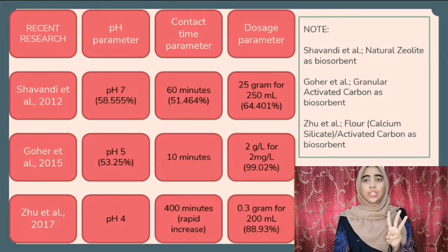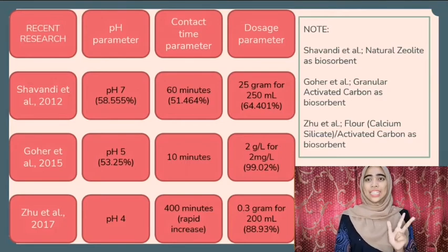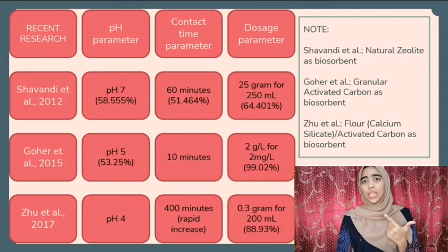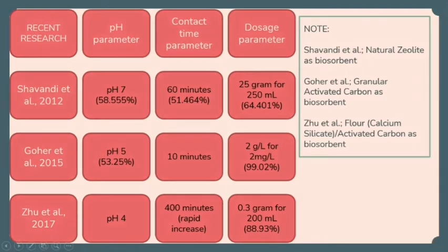dosage. There are three researchers stated on this slide, which are Shevendi et al., Goher et al., and Zhu et al. Shevendi, Goher, and Zhu et al. used natural zeolite, granular activated carbon, and flower-based activated carbon as bioabsorbent in their research, respectively. These are the results that they obtained from their research.